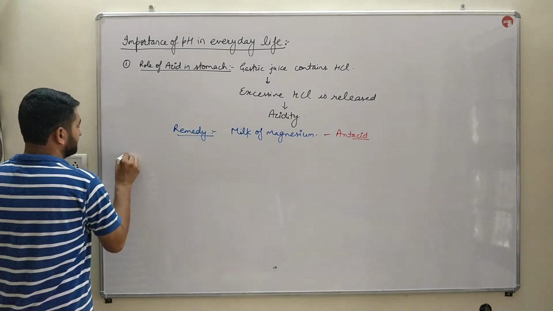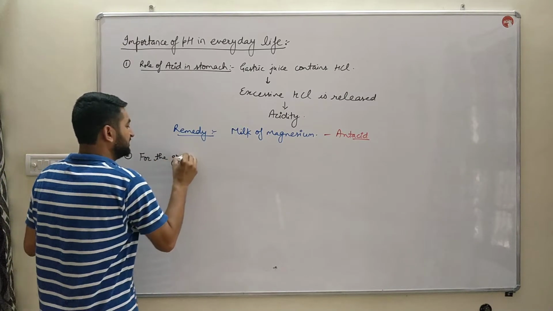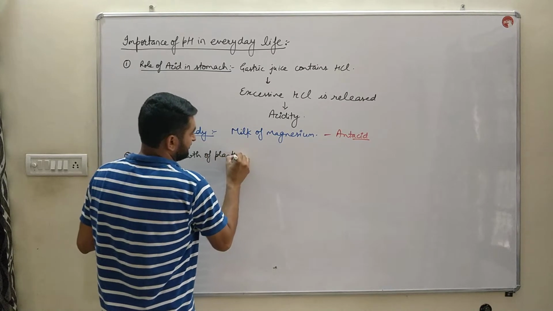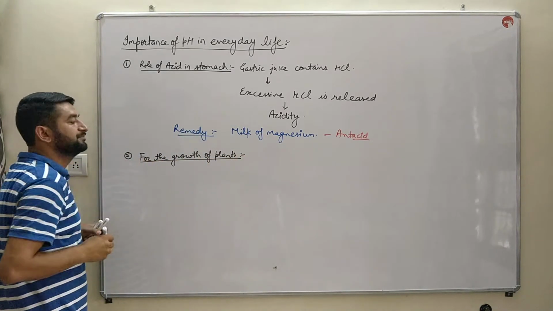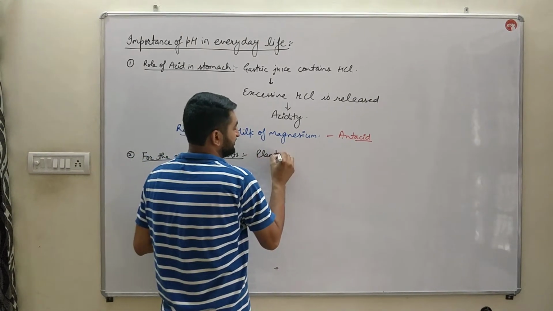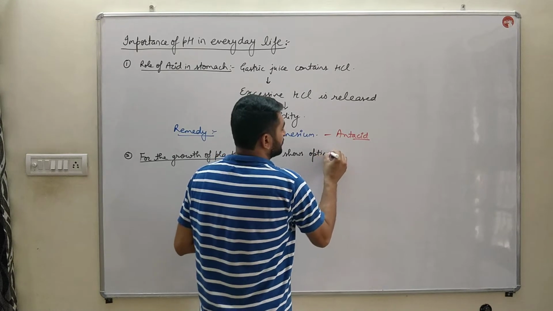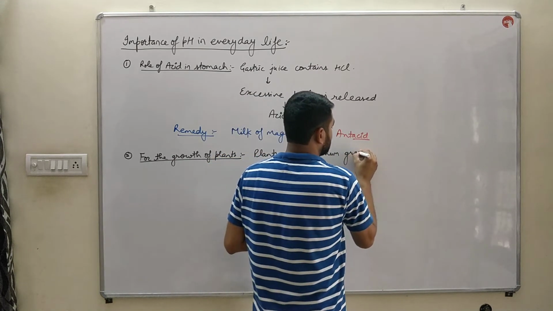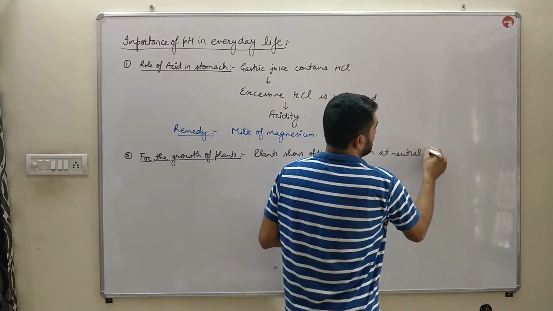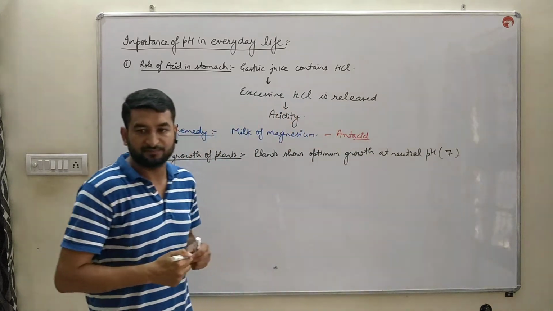Second, for the growth of plants, plants grow optimally. Plants show optimum or maximum growth at neutral pH, and neutral pH is approximately 7.